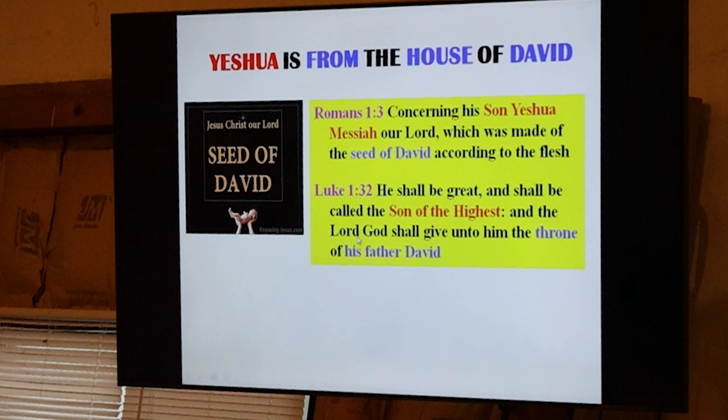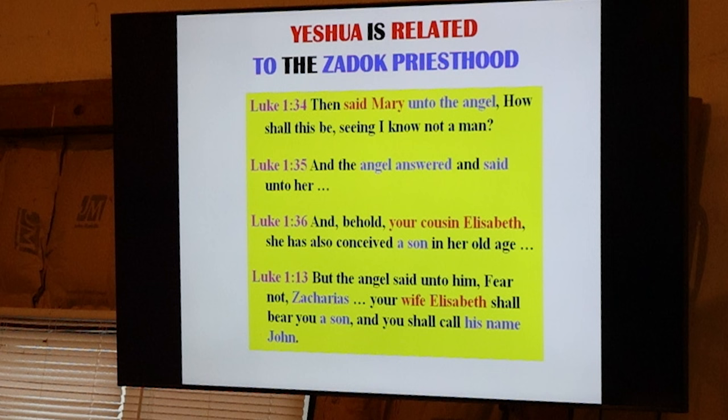So we know from Romans 1:3 that Yeshua is from the house of David. But what wasn't in the forefront of my mind was that Yeshua, among his earthly descendants, is also related to the Zadok priesthood. How? Through Mary, his mother. The angel answered and said to Mary, your cousin Elizabeth. So Mary's cousin is Elizabeth, and Elizabeth is the wife of Zacharias, who is a priest, and most probably a Zadok priest. If Zechariah is a Zadok priest, then John is a Zadok priest.